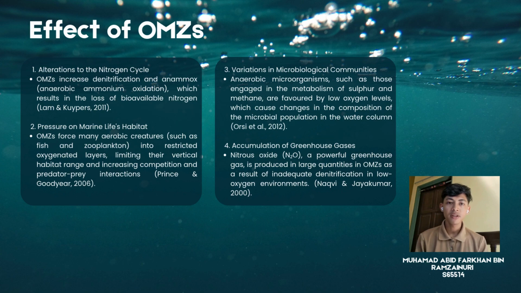Next is variation in microbial communities. Anaerobic microorganisms, such as those engaged in the metabolism of sulfur and methane, are favored by low oxygen levels, which causes changes in the composition of the microbial population in the water column. And lastly is accumulation of greenhouse gases. Nitrous oxide, N2O, a powerful greenhouse gas, is produced in large quantities in OMZs as a result of incomplete denitrification in low oxygen environments.